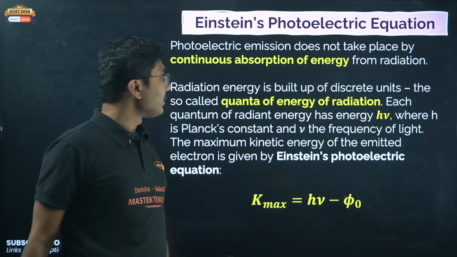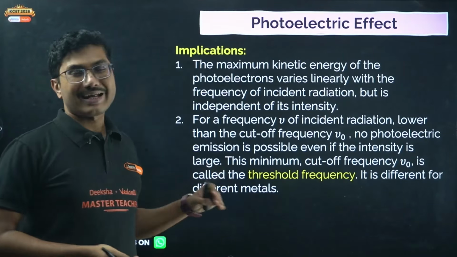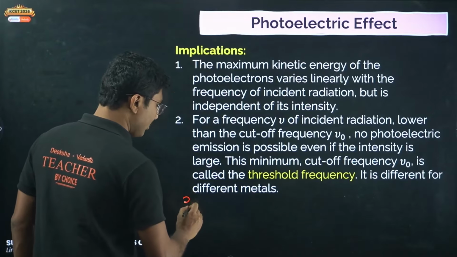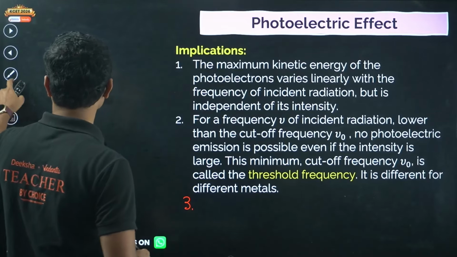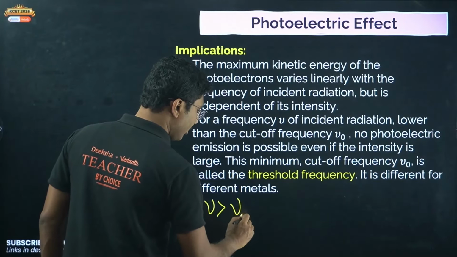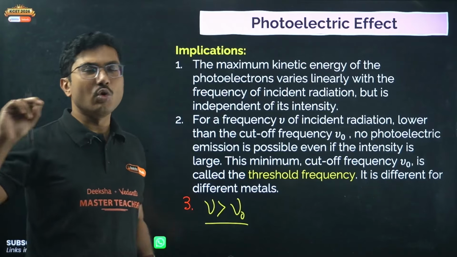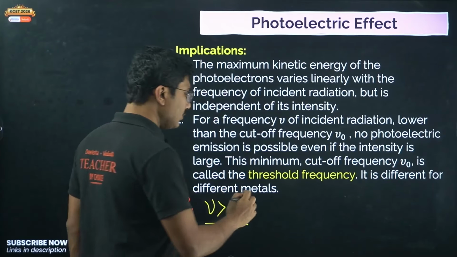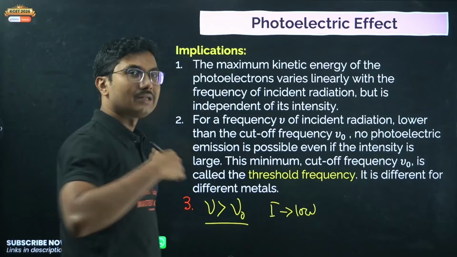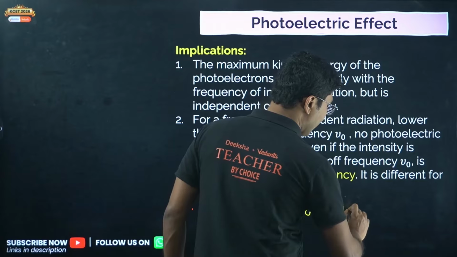Now before I continue with Einstein's photoelectric emission, I just wanted to tell you one more thing. For any light greater than the threshold frequency, if nu is greater than nu naught, you will observe the photoelectric effect even with a very low intensity. Very low intensity will still give you the photoelectric effect.